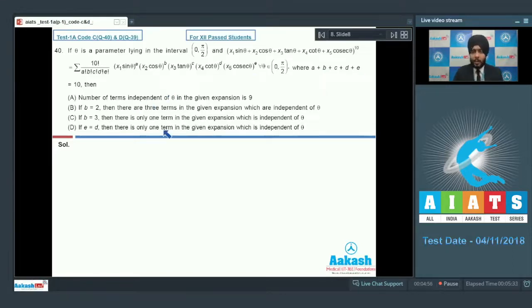Then I need to calculate the number of terms independent of theta. All the four options are talking about the same thing, that we need to target is independent of theta terms. Okay, so now let us quickly analyze the given multinomial expression.